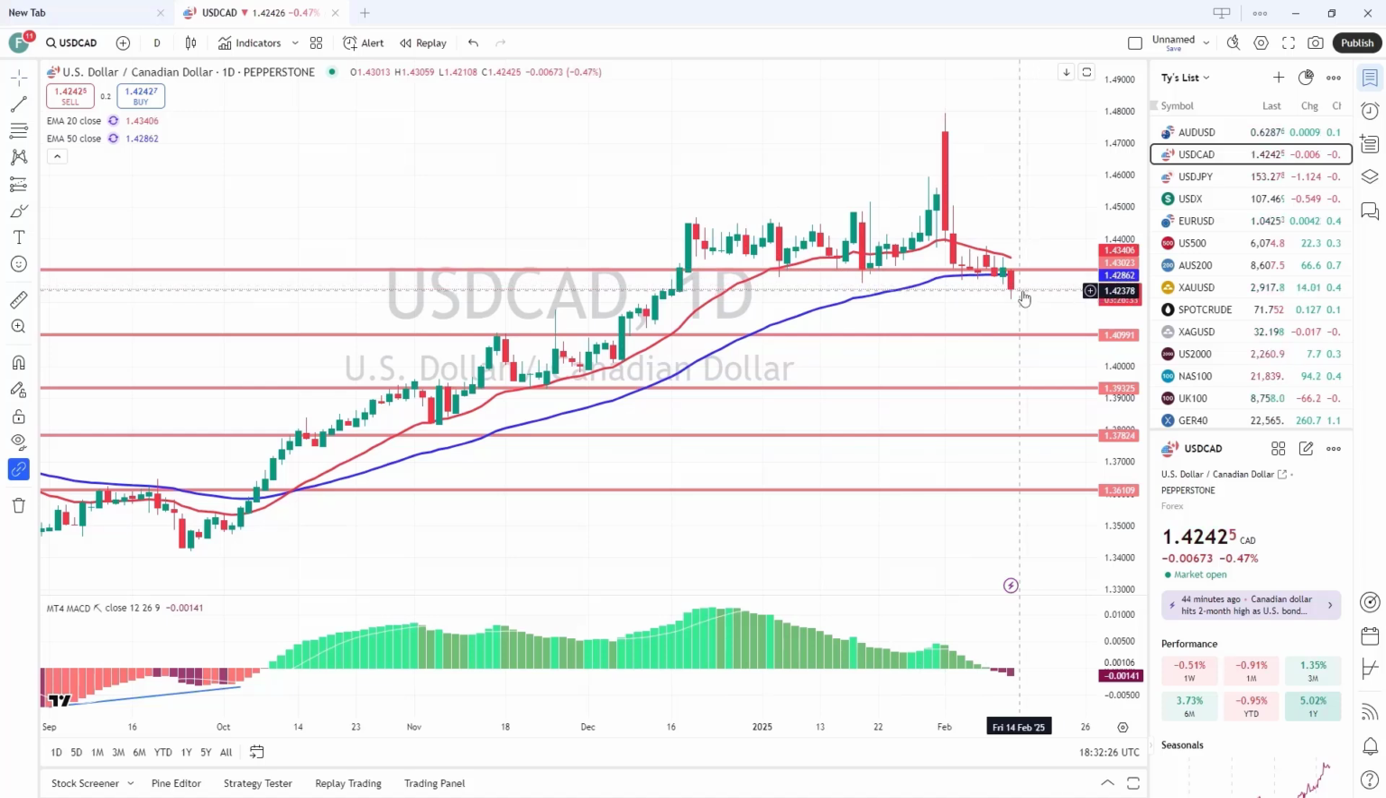So as long as the daily actually does close down here, probably more importantly even for the week, I think if the week closes down here, that makes it even more significant, and we'll look for shorting opportunities next week down to that sort of 141 area.